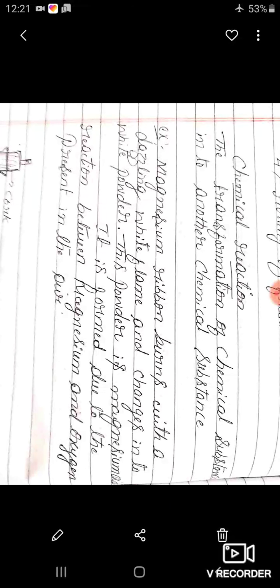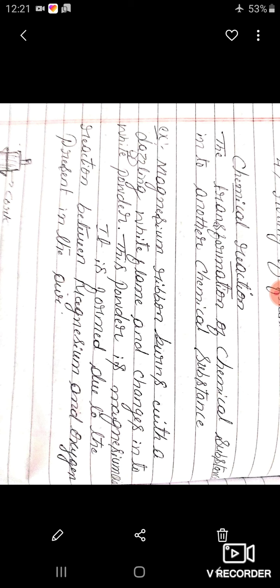And then chemical change. Chemical change is a permanent change in which the original substance gives rise to a new substance. For example, burning of wood, cooking of food, rusting of iron, rotting of fruit are examples of chemical change. And then chemical reaction. A chemical reaction means the transformation of a chemical substance into another chemical substance. For example, when magnesium ribbon burns with a dazzling white flame and changes into white powder.